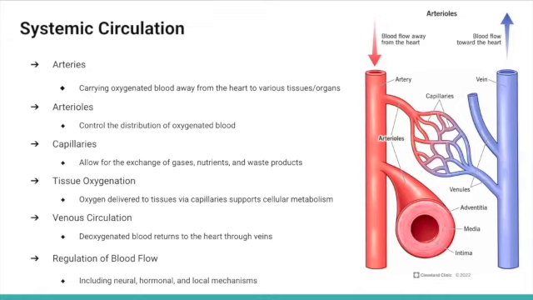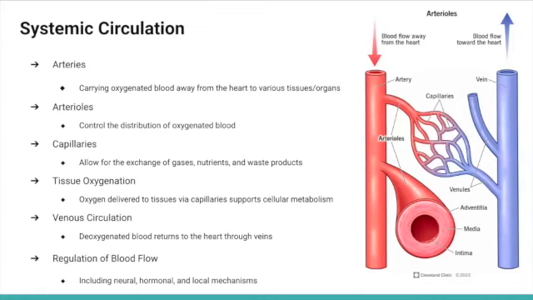Arterioles. Arterioles are small, muscular vessels that regulate blood flow to tissues and organs. By constricting or dilating, arterioles control the distribution of oxygenated blood based on metabolic demands. This dynamic regulation ensures that oxygen is delivered to tissues in proportion to their needs.